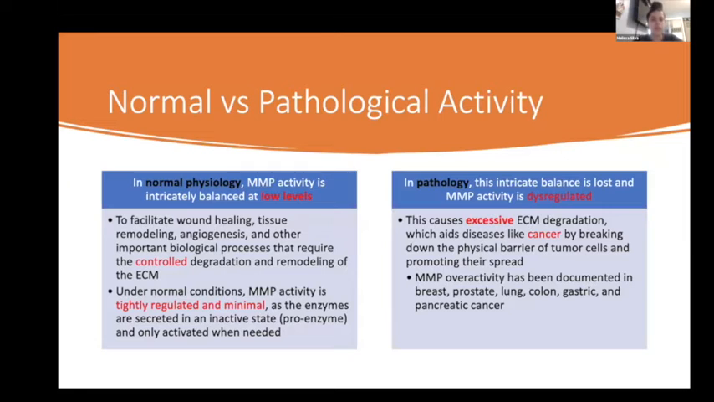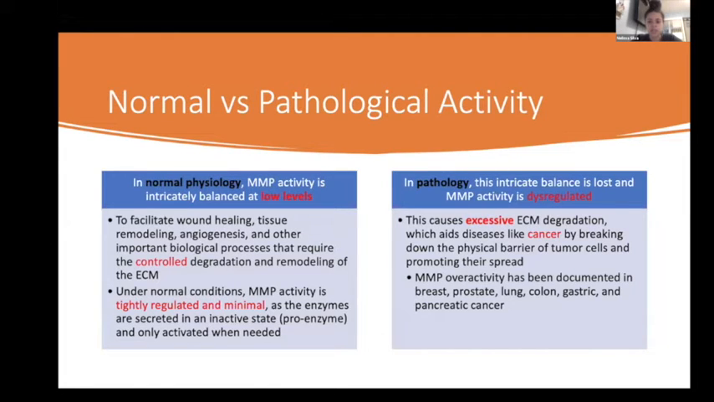So to compare MMP activity between normal and pathological conditions, in normal physiology, MMP activity is intricately balanced at low levels to facilitate wound healing, tissue remodeling, angiogenesis, and other important biological processes that require the controlled degradation and remodeling of the ECM. Under normal conditions, MMP activity is tightly regulated and minimal, as the enzymes are secreted in an inactive state known as a proenzyme and only activated when needed.